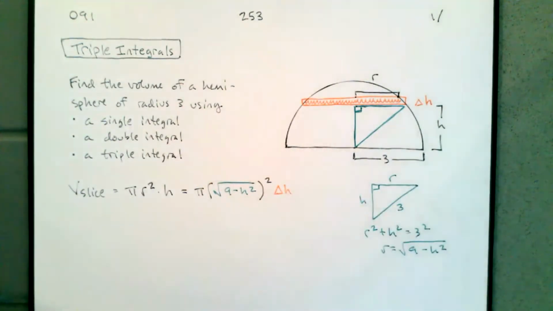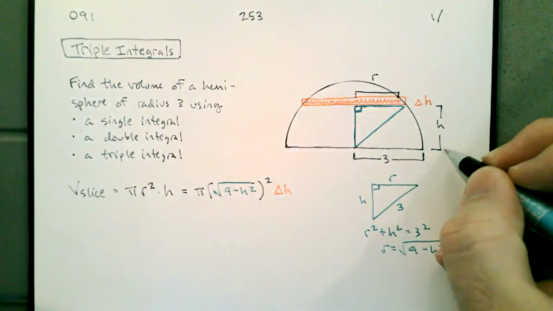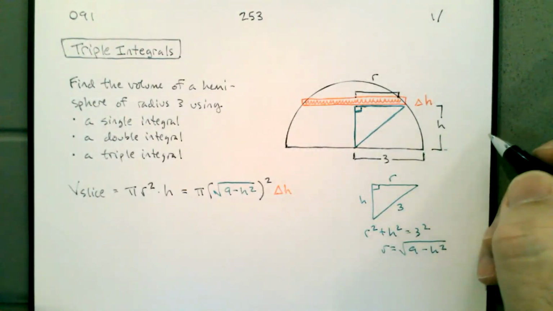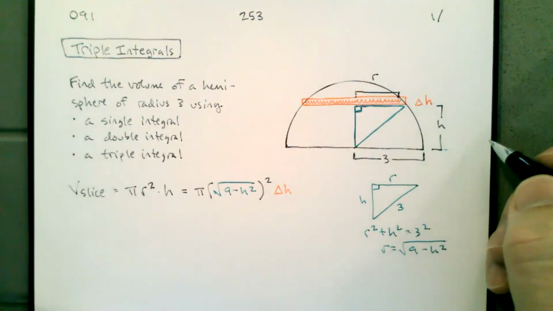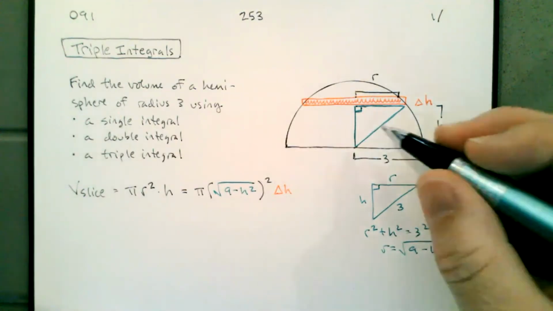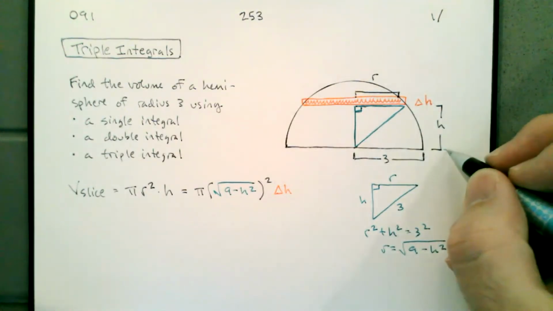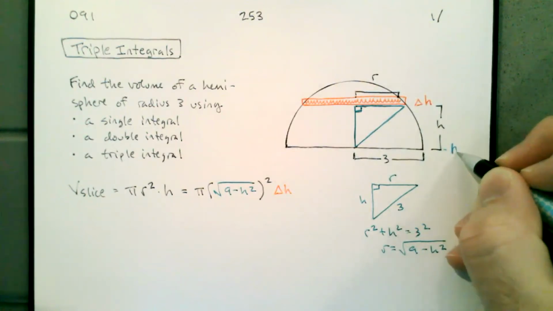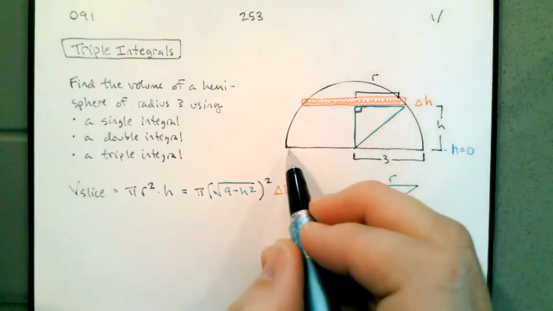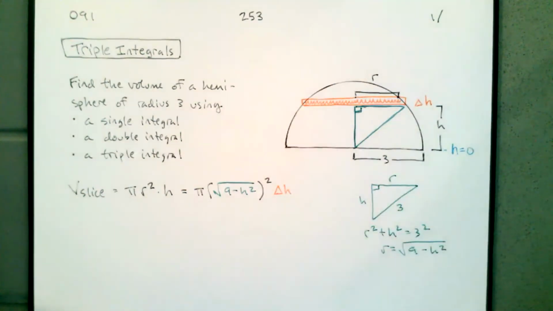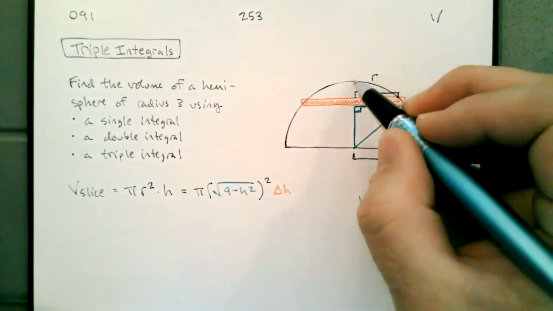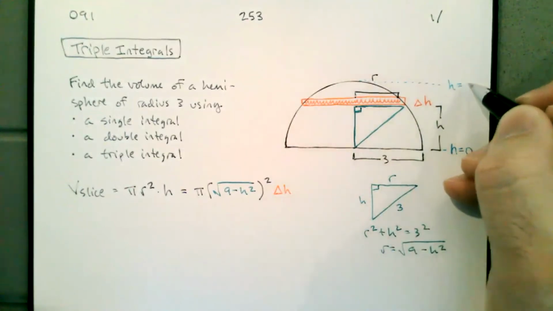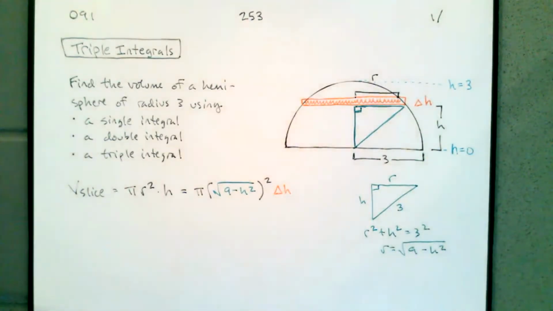So h at the bottom is add up the volumes of the slices. I lost that sentence partway through. We're going to integrate from 0 to 3, because the lowest slice is down here at the base of our hemisphere when h is equal to 0. And the top slice is here at the top of our hemisphere when h is equal to 3. We integrate where there is a slice.